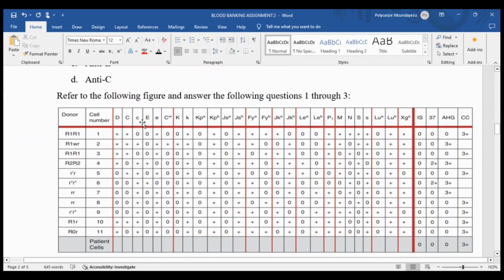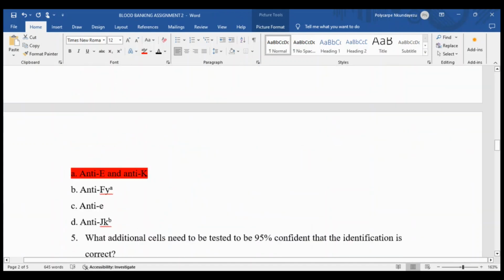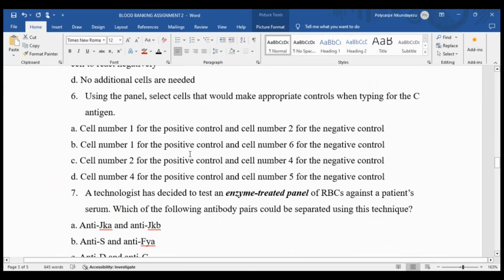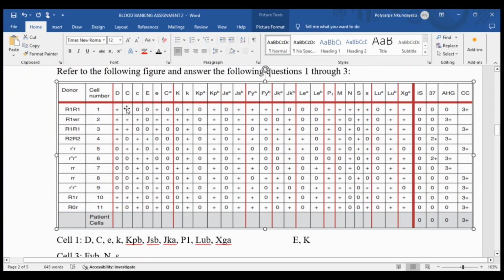Sorry, that is a C, right? So cell number 1 for positive control, cell number 2 for negative control. No, we can't use it for negative control, because cell number 2 exhibits a capital C. Sorry, it was capital C, not capital E. Okay, then cell number 1 for positive control and cell number 6 for negative control. Cell number 1 for positive control is okay. Cell number 6 for negative control is also okay, isn't it?